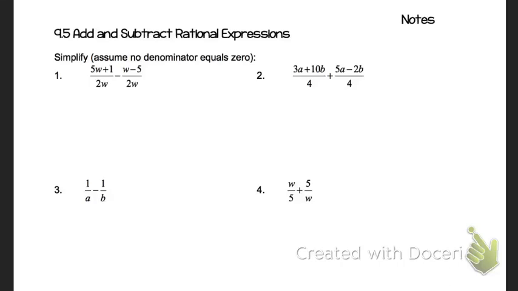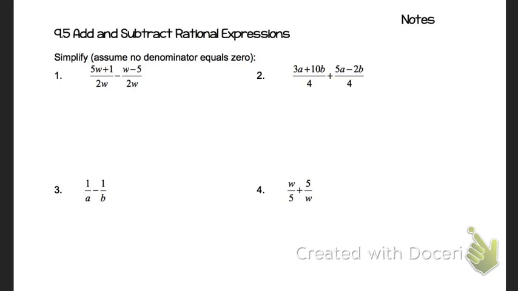So 9.5, so far we have learned 3 things. We have learned inverse joint variation. We learned how to multiply and divide rational expressions. We have learned how to graph them. This section we're going to learn how to add and subtract rational expressions.